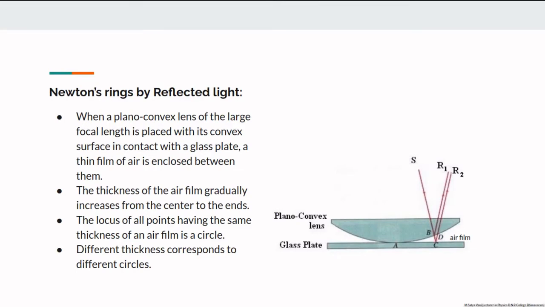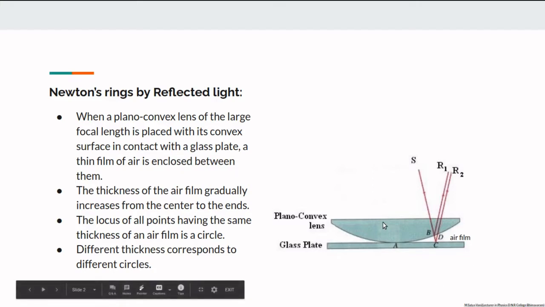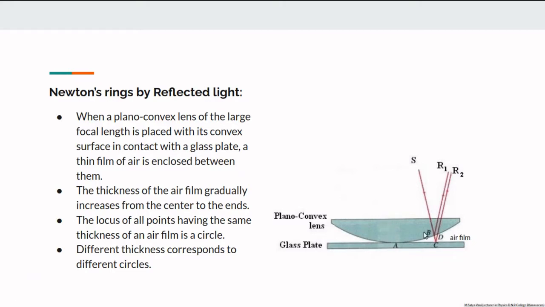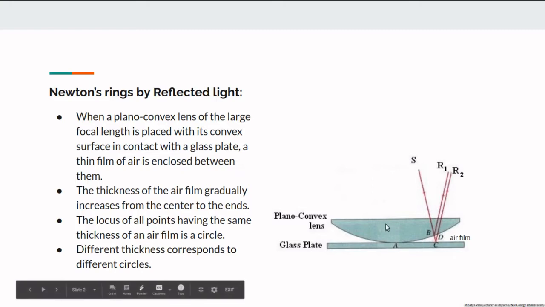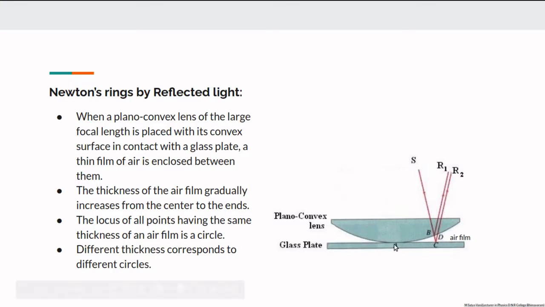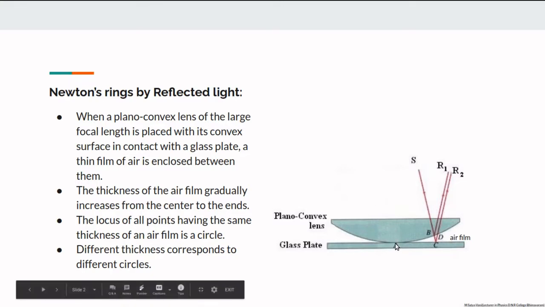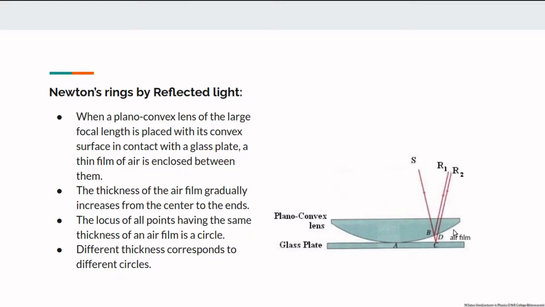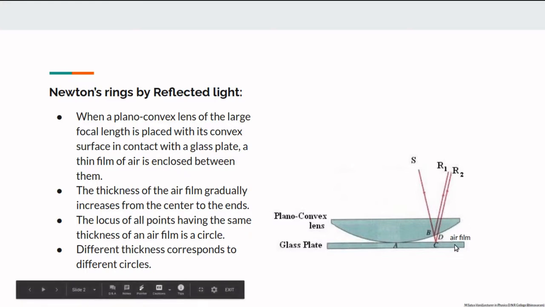In Newton's rings experiment, the experimental setup is as shown in the figure. This is a plano-convex lens, that means a lens having a plane surface. One of the surfaces is plane and the second one is a convex surface. This is a plano-convex lens, and this is a glass plate. When a plano-convex lens of large radius of curvature or focal length is placed with its convex surface in contact with the glass plate, a thin film of air is enclosed in between the convex lens and the plane glass plate.